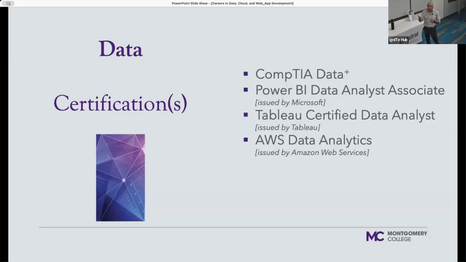For example, Power BI Data Analyst Associate is issued by Microsoft. And again, it proves that you know how to use Power BI for data visualization. Tableau, again, depends, and this is where you have to do your homework, because the CompTIA Data Plus will be a good way to show, if you don't have a degree, that you understand data. But then depending on the company that you want to work for, is this company going to be using Power BI or Tableau, or maybe complemented with that AWS data analytics?